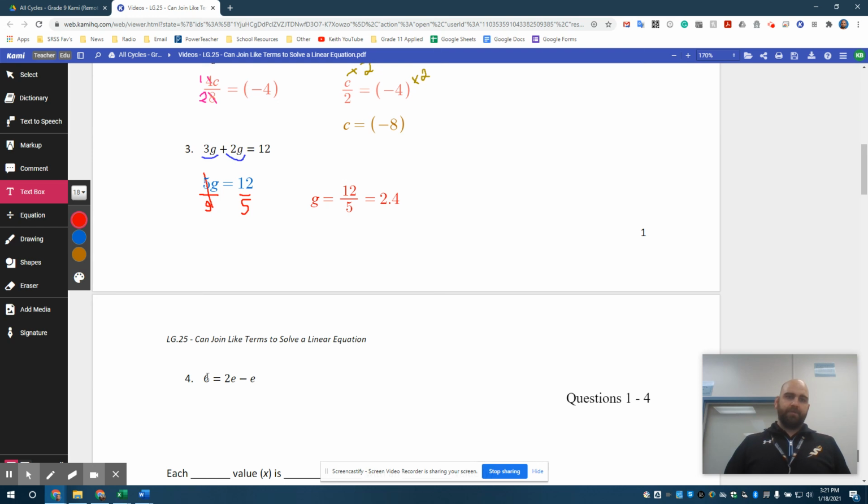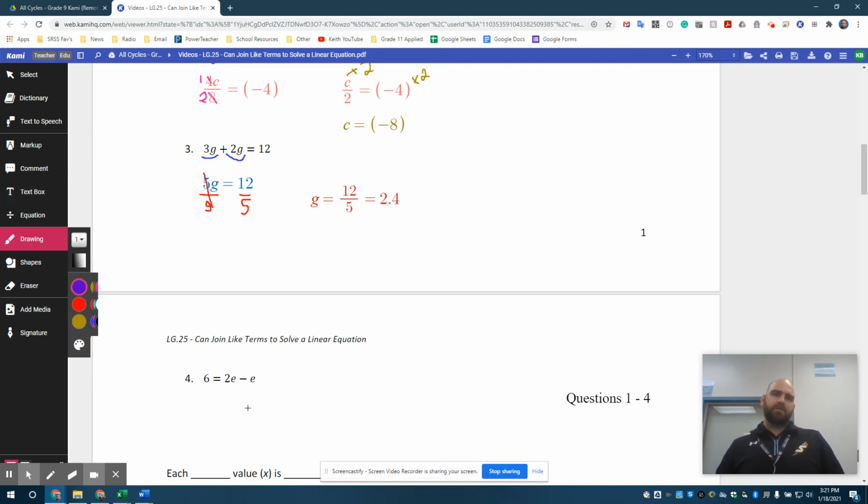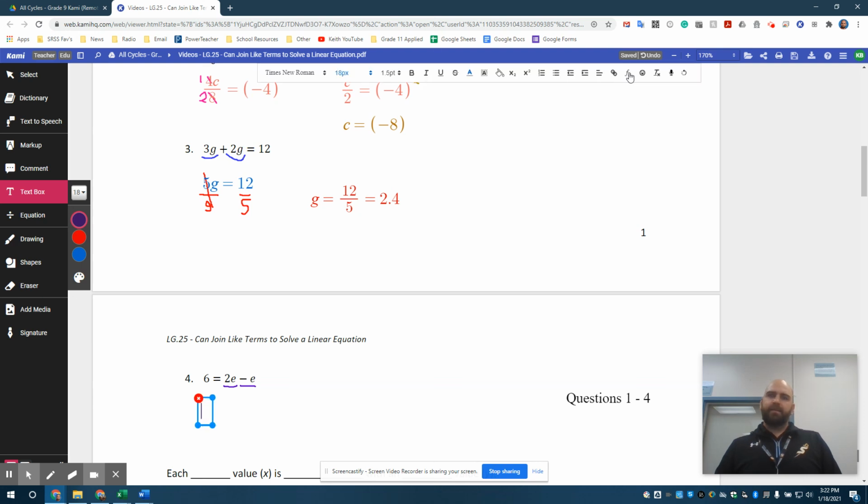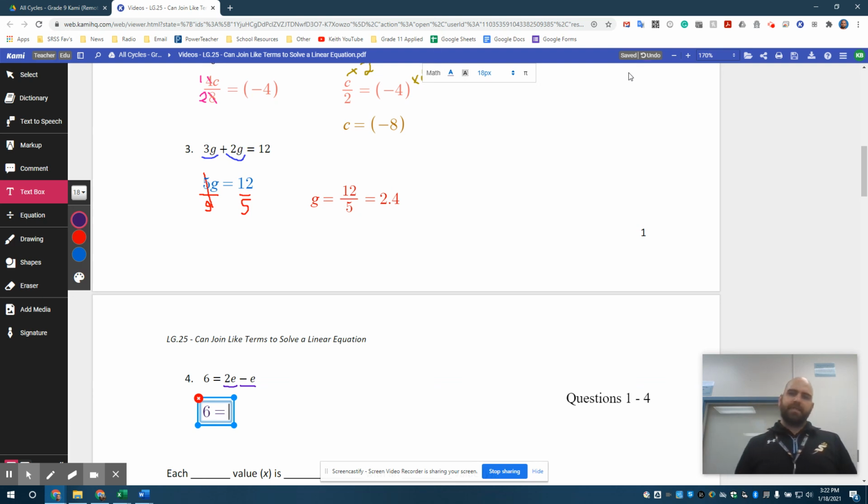All right, last example here, number 4. 6 is equal to 2e minus e. You'll notice here that now we've put our variable on the other side, and that really doesn't matter as long as we just continue to do everything the same way. Combine our like terms. We want to get e all by itself, so we've got to combine our like terms. And when we combine them, the 6 is going to stay on this side all by itself. And on this side here, we have 2 e's and we have -1 e. So it's 2 minus 1, which is just 1, so it's 1 e.